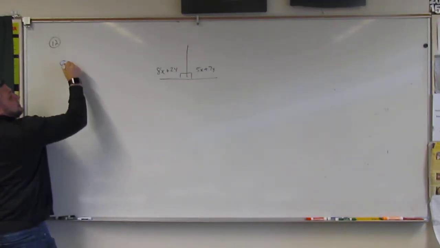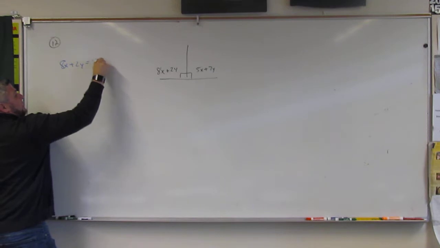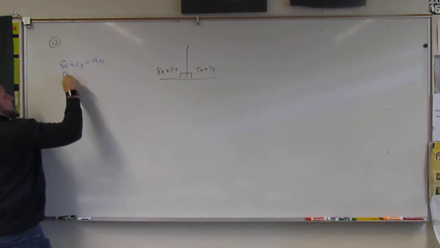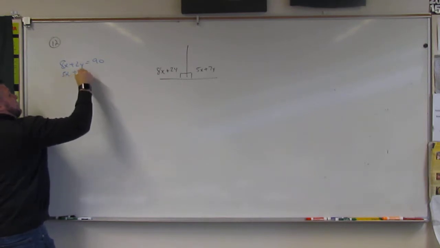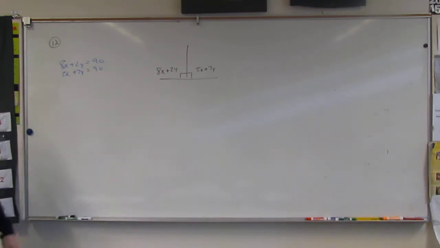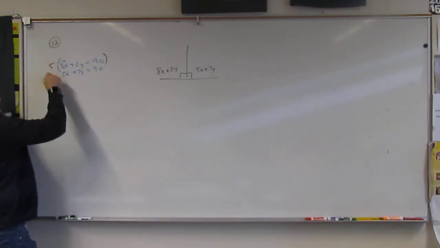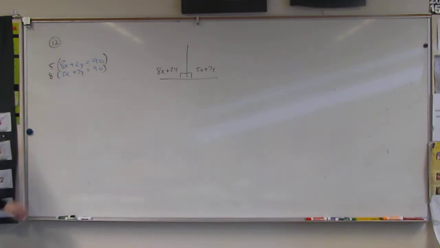that 8x plus 2y equals 90, right? Because it's 90 degrees. We also know that 5x plus 7y equals 90. I got to find a way to make 8 and 5 the same. So the only way I can do that is to multiply this by 5 and this by 8. But I don't want to just make them the same. I want to make them opposites. So do you want the top negative or the bottom negative?